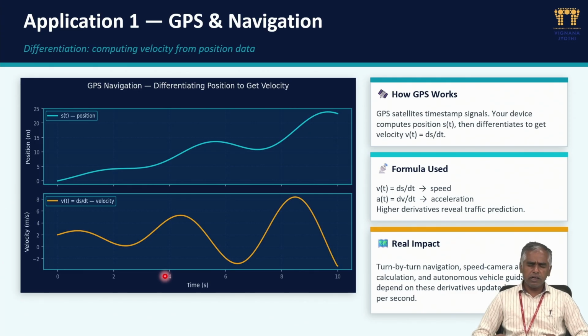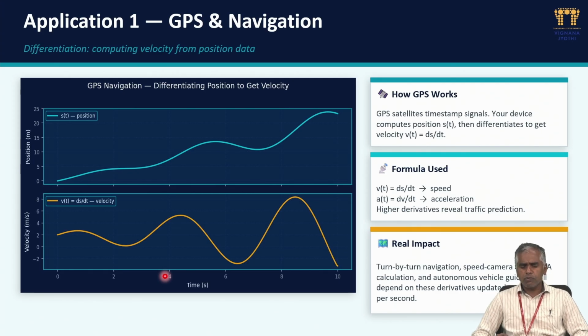In our daily life, we travel from one point to another, or from one destination to another. For this, we book Rapido or Ola or some other application. So how does GPS and navigation work, and what differentiation and integration concepts are involved? GPS satellites timestamp signals.